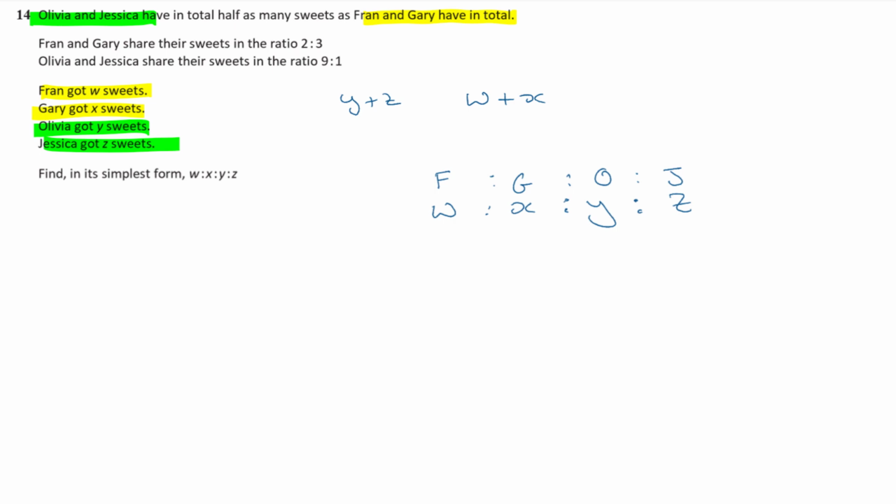So then Fran and Gary in the ratio of 2 to 3, so that's 2 to 3 there. And I know that Olivia and Jessica share their sweets in the ratio of 9 to 1, so that is 9 to 1. Okay, so altogether these two here, look, is 5 parts, and these two together is 10 parts.